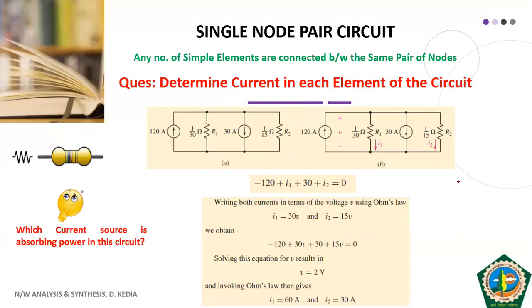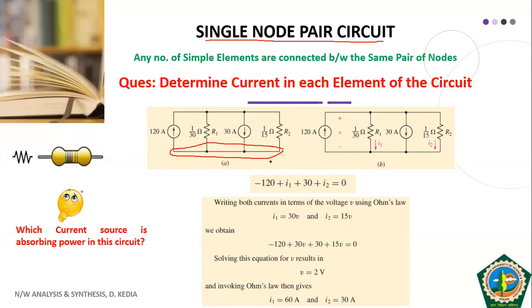So next is your single node pair circuit. Here again we are taking one example which will make use of KCL and KVL. We call it a single node pair circuit because we have these 4 elements connected to a single pair of nodes.